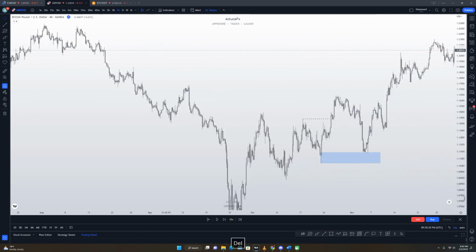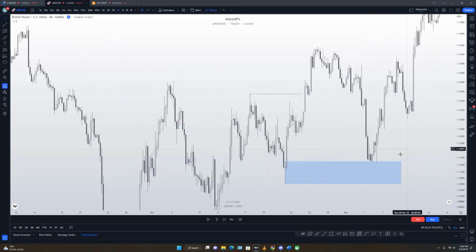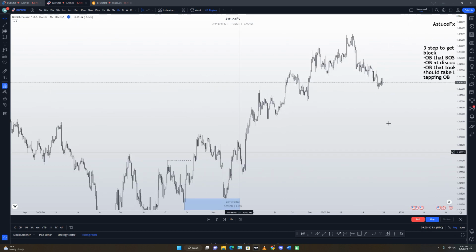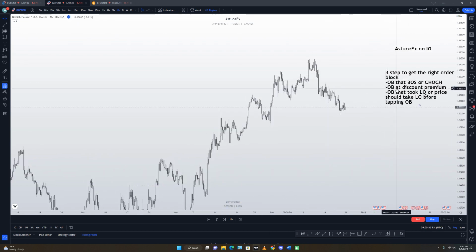And you might tell me, if I come here, you can see that we have one order block here that didn't play out. You can tell me, yeah, it broke structure to the upside, but it actually didn't play out. And there is actually a reason, and I'm going to tell you in the next step. So the next step here is order block at discount and premium.